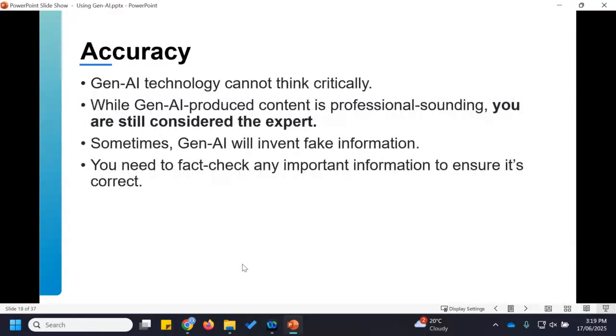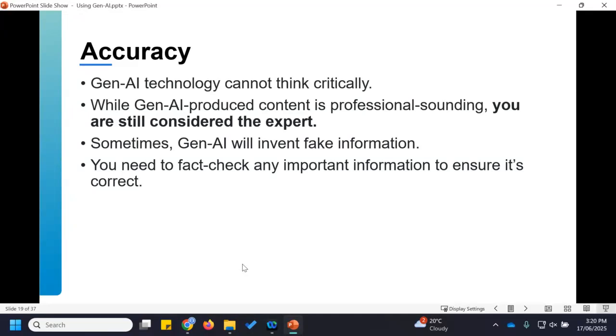And then accuracy. Gen AI, as we said before, doesn't think for itself, so it can't think critically. It's not going to give you the best possible answer. It's going to give you the most likely answer, which isn't always accurate. So Gen AI produced content can sound professional. You are still considered the expert. It's still up to you to check the information that it gives you, and it will invent fake information. It always does. It hallucinates information all the time, and you should fact check any important information to ensure that it's correct.